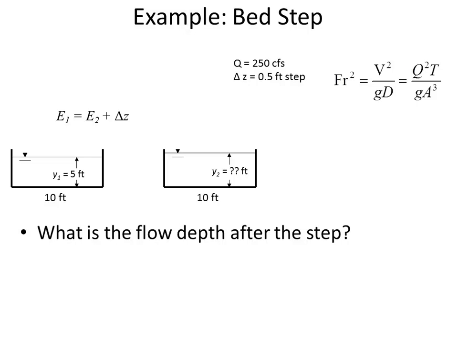It's the same process as in the other example, where you want to determine whether flow is supercritical or subcritical, find the energy at 1, and then find the energy at 2.